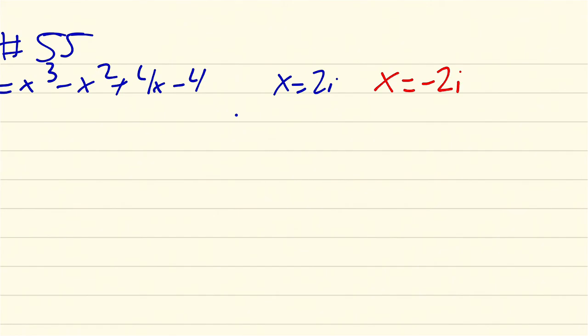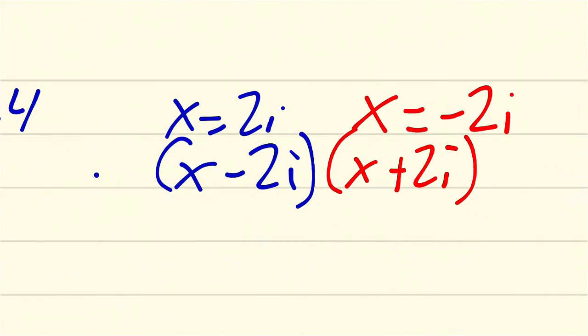Now, to figure out how to deal with this, we're going to make these both into factors. So x equals 2i, the factor version would be x minus 2i. X equals negative 2i, the factor version is x plus 2i. And we're going to go through and multiply this out. So, going through, let me zoom in on this a little bit.